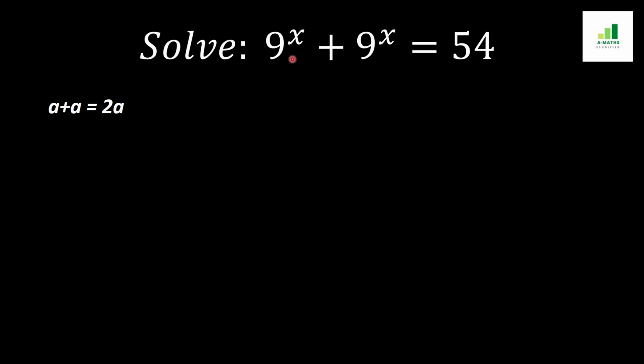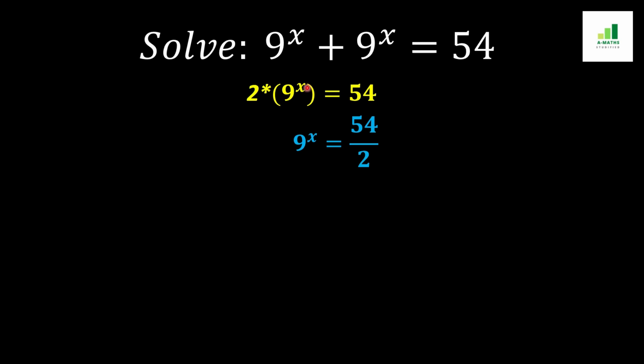In the same way, you can see that 9^x + 9^x have the same value. It means they can be added up, and we can write this as 2 times 9^x. So we can write this as 2 times (9)^x. Now in the next step, this 2, which is in multiplication with 9^x, will move to the other side of the equation and divide 54, and after dividing 54 by 2 we will get 9^x = 27.